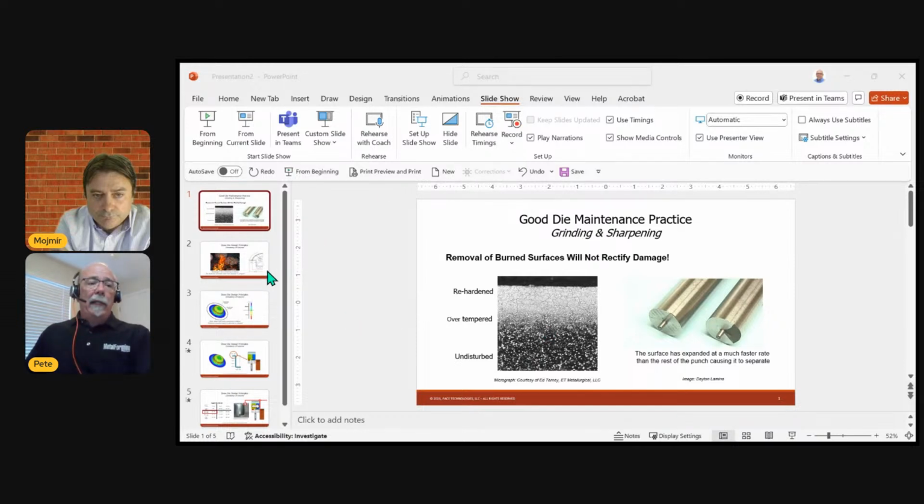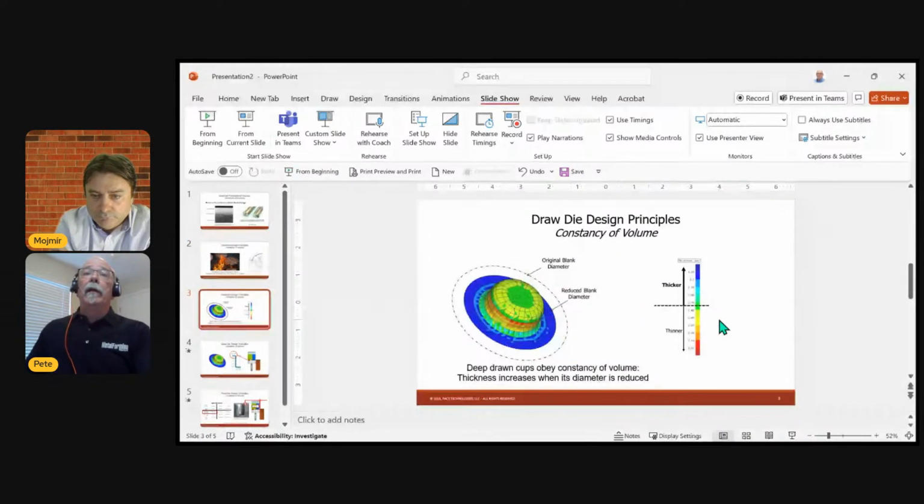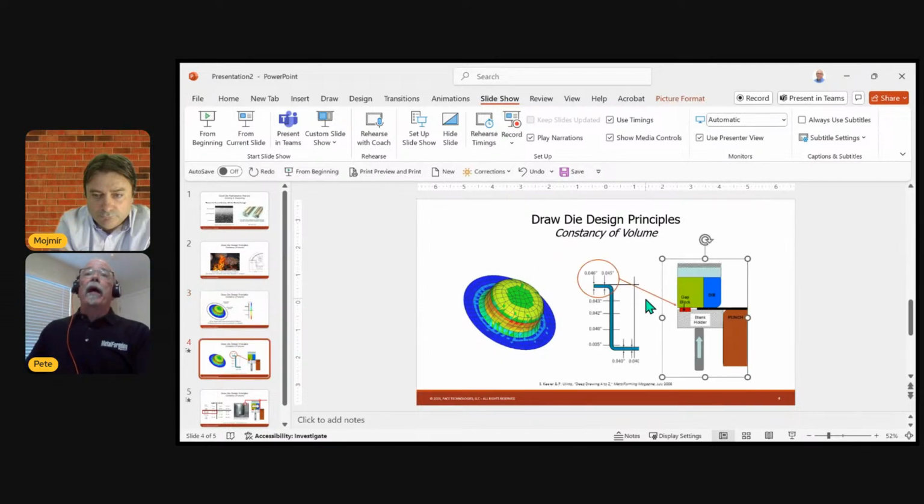My next slide here. I like to use the analogy I said before of a hamburger. When I make a hamburger smaller in diameter, its thickness gets thicker. So that means the thickness here, where my crosshair is, in that flange is going to get thicker, which means as it draws over this radius, that thicker material ends up in the wall. We can see this when we look at forming simulations, at the thickness gradients. And that's one of the reasons why we have to apply more clearance in the die.